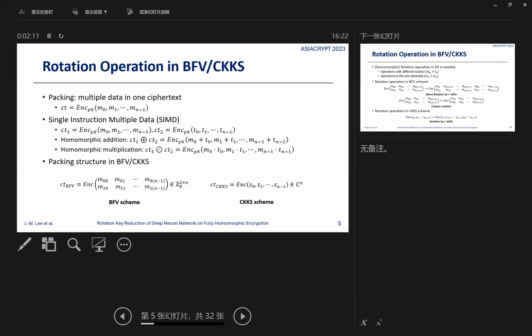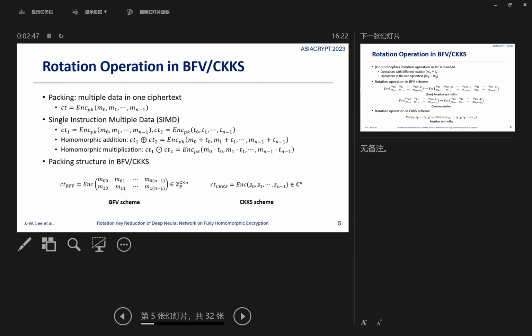So I focused on the rotation operation in the BFV and CKKS scheme. The reason why we need the rotation operation is because of the packing. Packing means multiple data in one ciphertext. If there is a ciphertext CT, then this ciphertext is encrypting multiple data, multiple integers or multiple real numbers, M0 to M-1.